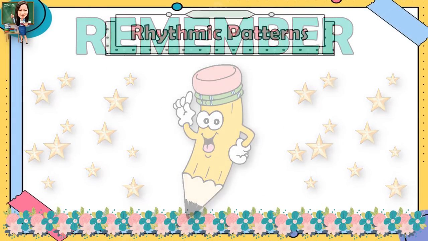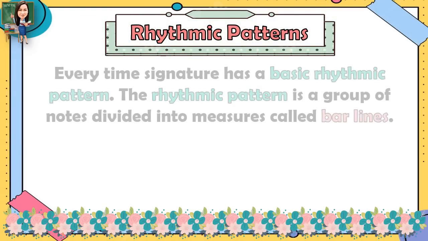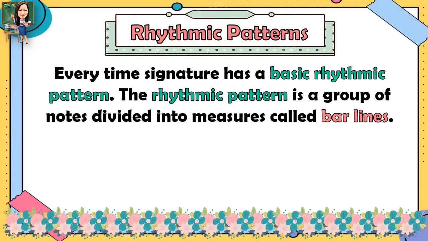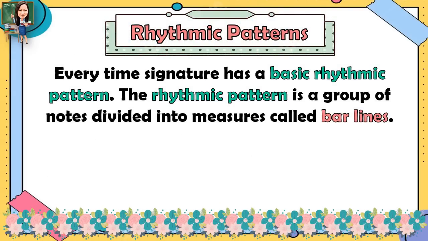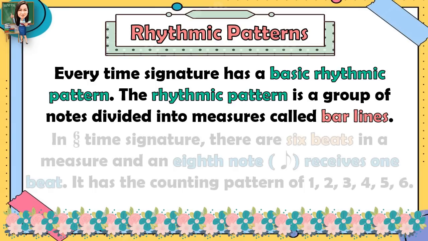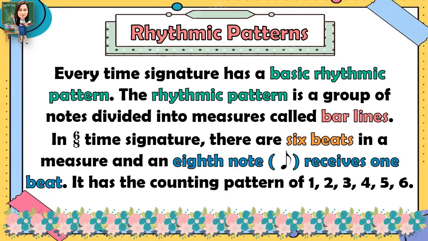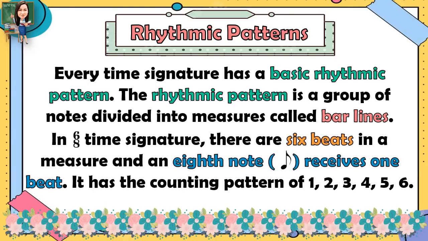Remember, rhythmic patterns. Every time signature has a basic rhythmic pattern. The rhythmic pattern is a group of notes divided into measures called bar lines. In 6/8 time signature, there are 6 beats in a measure and an 8th note receives 1 beat. It has the counting pattern of 1, 2, 3, 4, 5, 6.